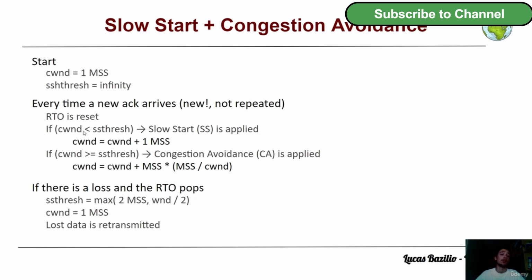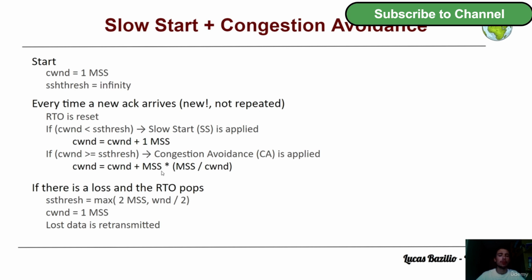So we have two cases. If the congestion window is less than the slow start threshold, we increment by 1. If the congestion window is equal to or greater than the slow start threshold, it means that we are in the congestion avoidance phase. And now we need to increase the congestion window by 1 maximum segment size multiplied by the maximum segment size divided by the congestion window.